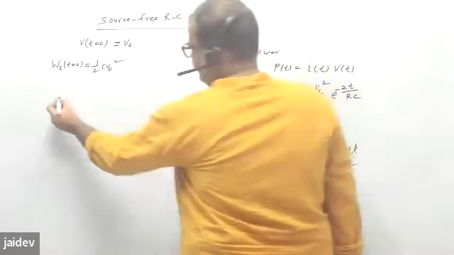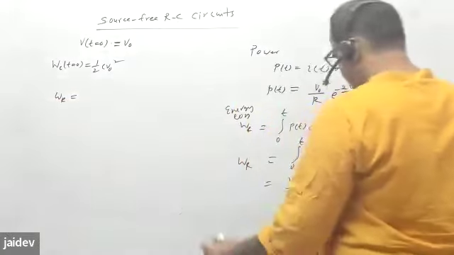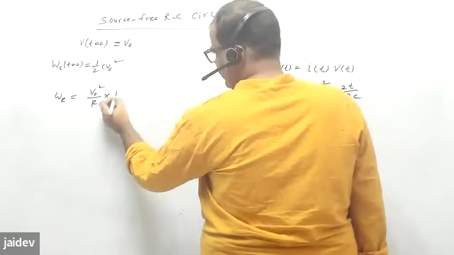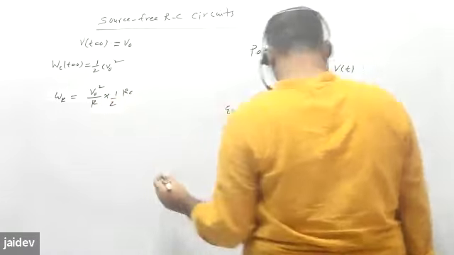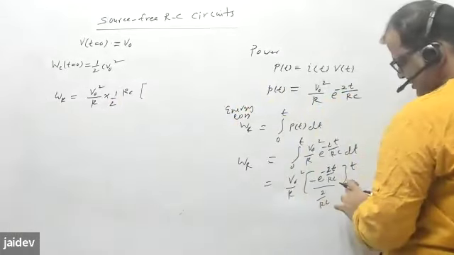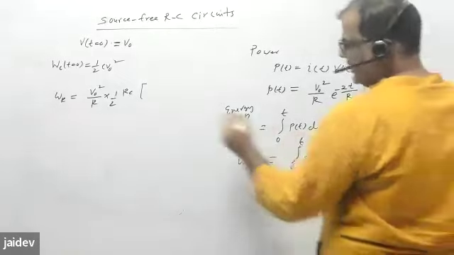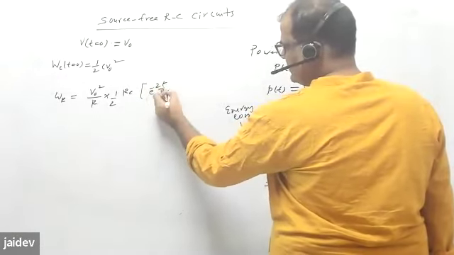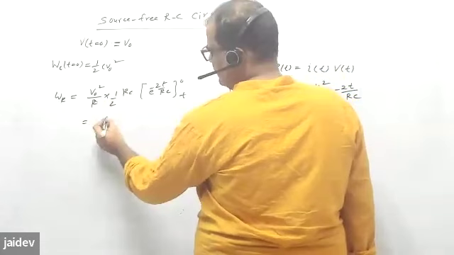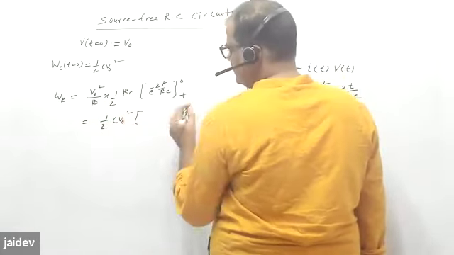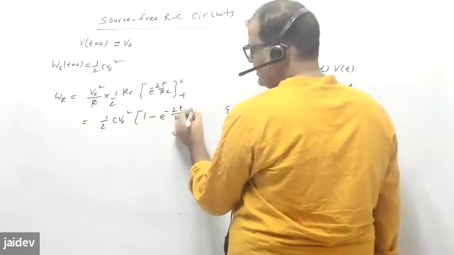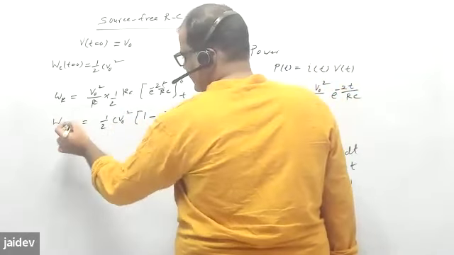So the energy loss will be what? It will be V naught square upon R into 1 by 2 RC. And the minus is there, so I'll change the limit sign. I'll put an e power minus 2t by RC. I'll change the limit. So R, R cancel. This becomes half C V naught square. Put the limit here: this becomes 1, and this will be e power minus 2t upon RC. So this is the energy loss.